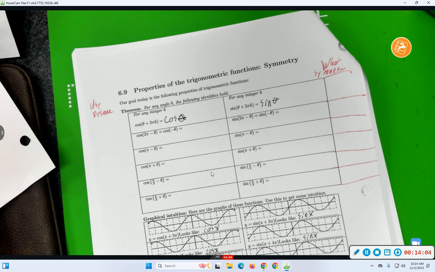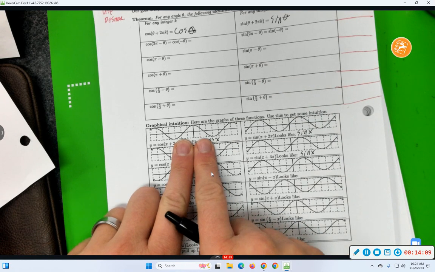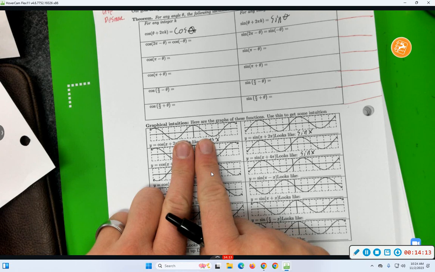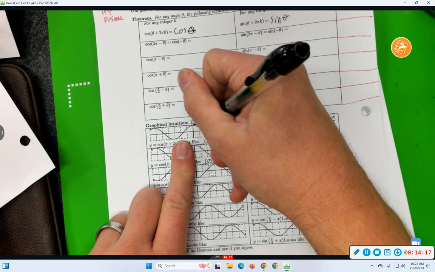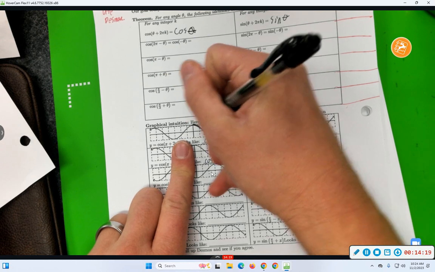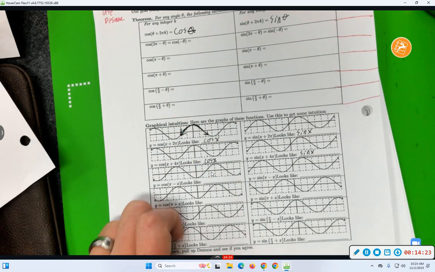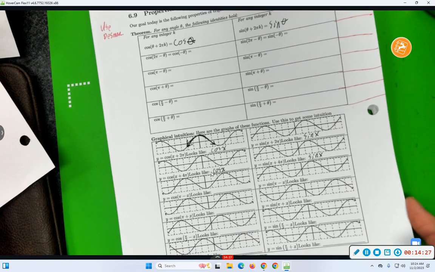Yeah, let's determine. So there's the graph of cosine. To be even, it should be symmetric across the y-axis. So as you go this way, if you want to take that and reflect it over the y-axis, would you get the other half of the graph of cosine? So it's even. It's even.